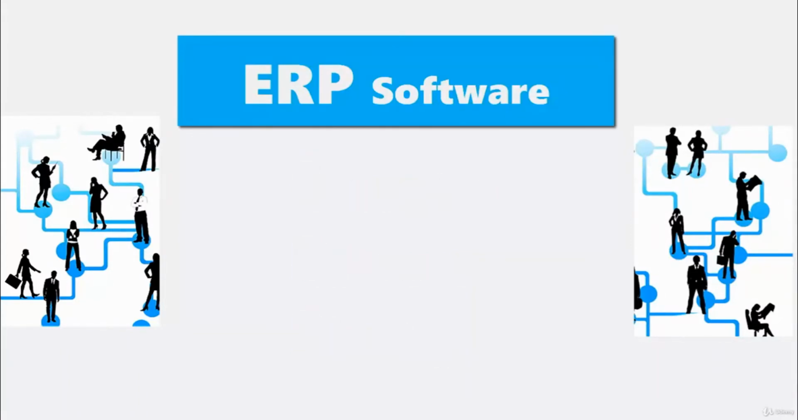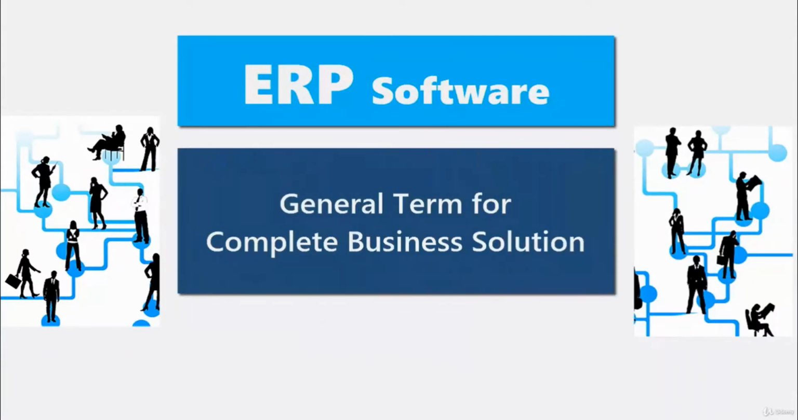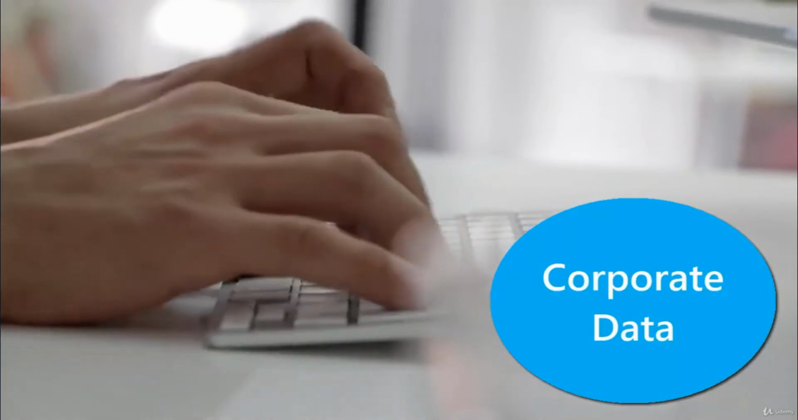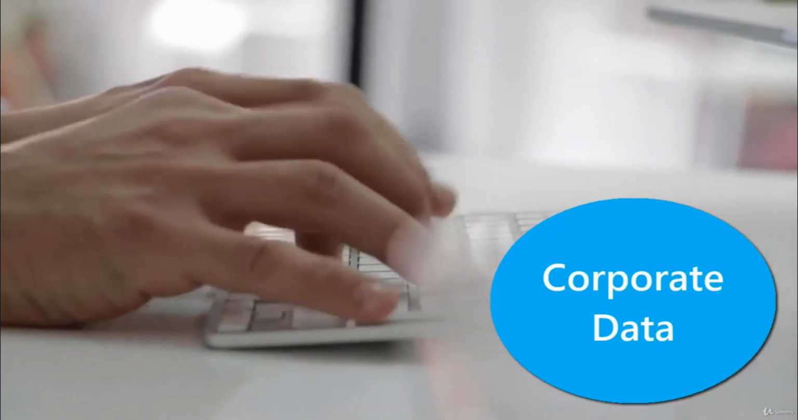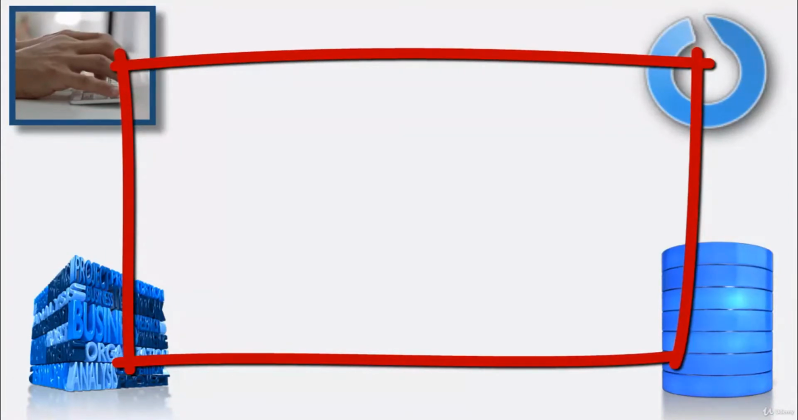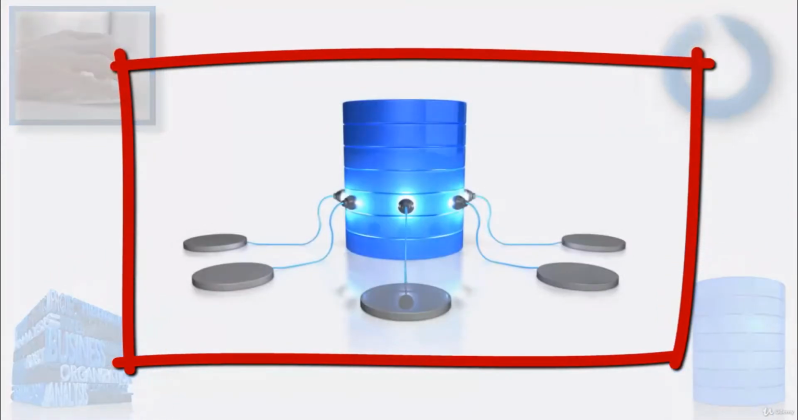ERP software is therefore the general term for a complete business solution, and it replaced numerous legacy systems. Different corporate data, such as data from sales and distribution, accounting, manufacturing, and so on, are entered, processed, stored, and linked to a central database. All the data is then immediately available throughout the enterprise. One single source of corporate information for all users.